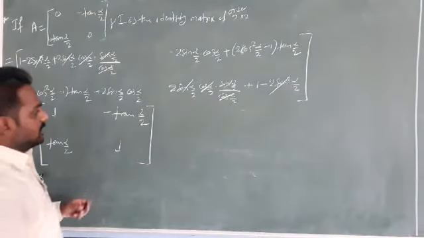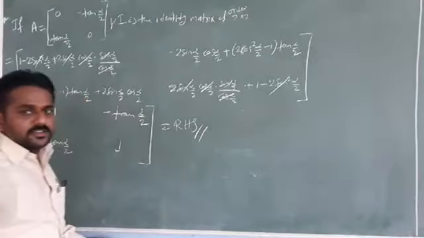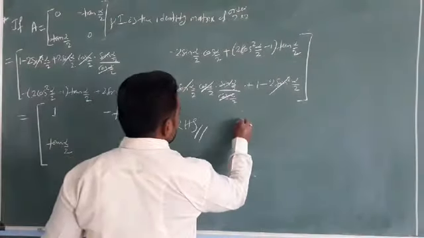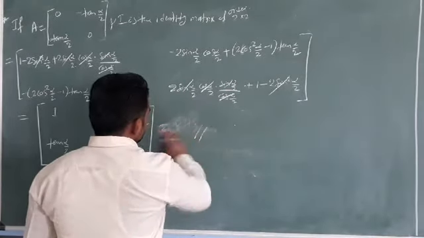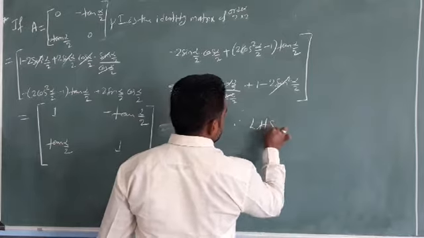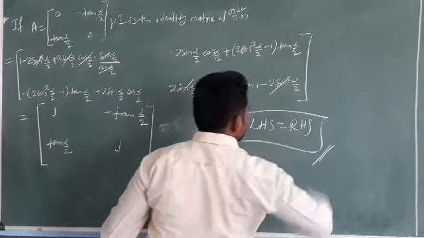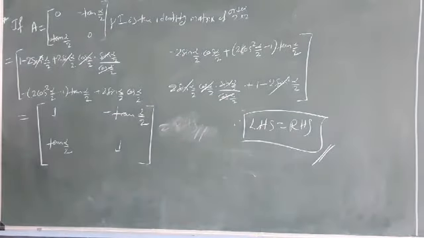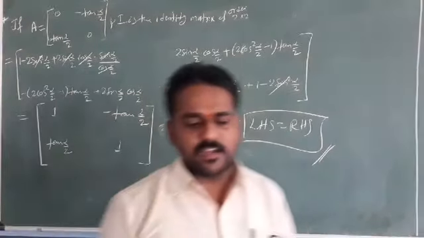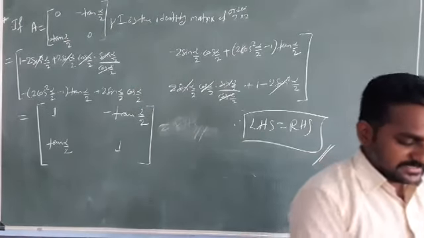Just observe this one, whether this RHS is same as that of LHS or not. Therefore, LHS is equal to RHS. This is the result. This is a formula based question, students. This calculation is a little lengthy, but if you know the formula, it will be very easy.